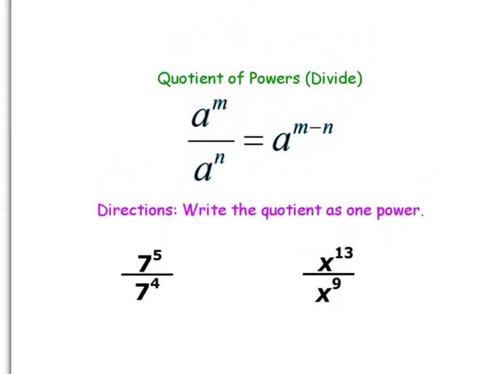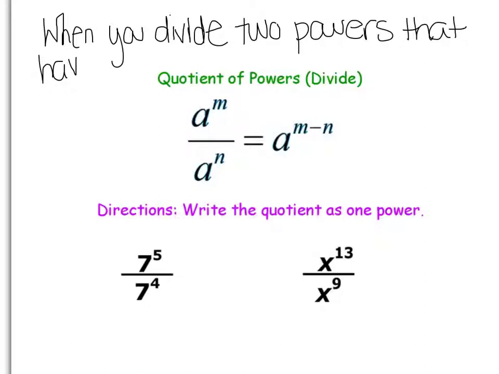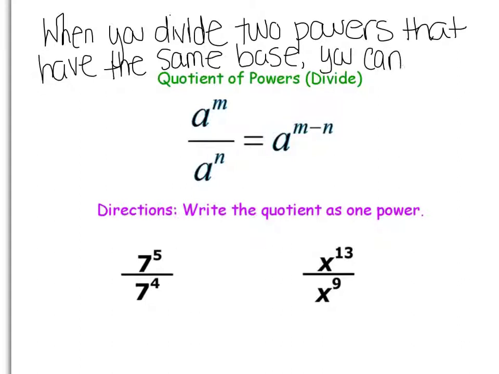So in words, when you divide two powers that have the same base, and make sure they have the same base. You can't do this otherwise. When you divide two powers that have the same base, you can keep the base and subtract the exponents.